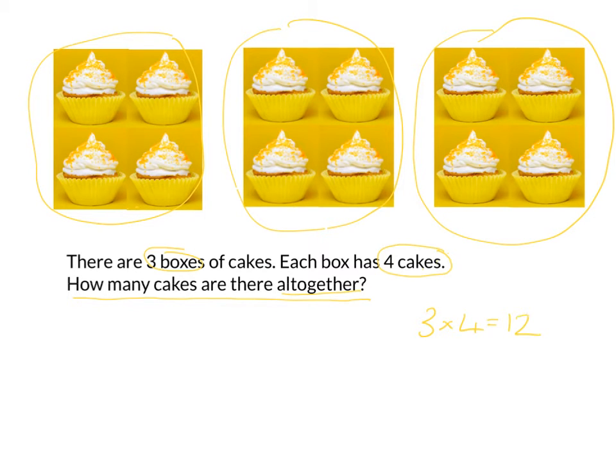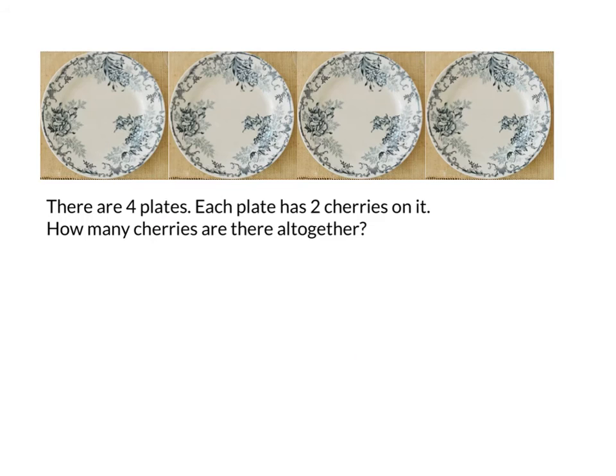So that's our calculation. We might have done it as 4 plus 4 plus 4. That's also perfectly fine. The question is how many cakes there are all together? Well, the way I would fully answer this is I'd say there are 12 cakes altogether. So I am imagining this problem by picturing the cakes, then doing a calculation, and then giving a clear answer.